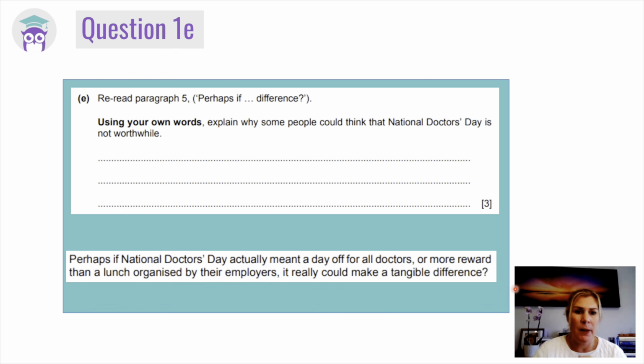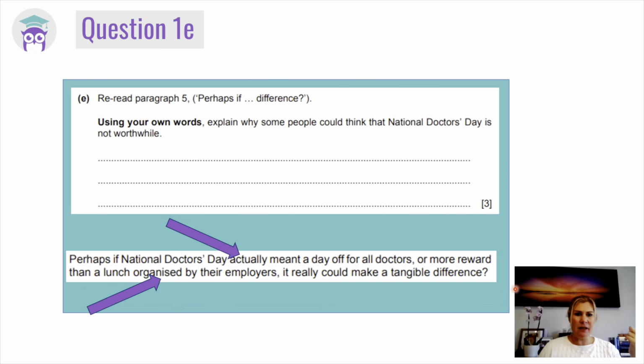So, perhaps if National Doctors' Day actually meant a day off for all doctors, or more reward than a lunch organised by their employers, it really could make a tangible difference. This is a sneaky one because, again, you have to do a little bit of reading in. So the first thing that I'm going to look at is this: if National Doctors' Day actually meant a day off for all doctors. So what that's telling me is that not all doctors get the time off. Okay, so that's one issue.